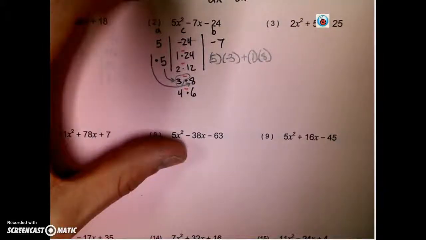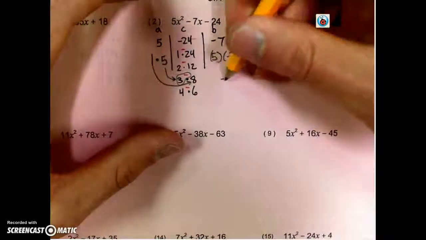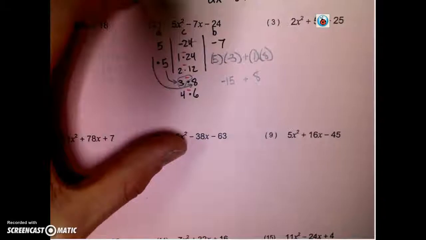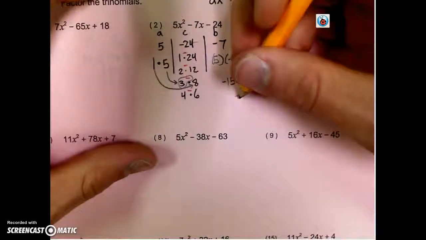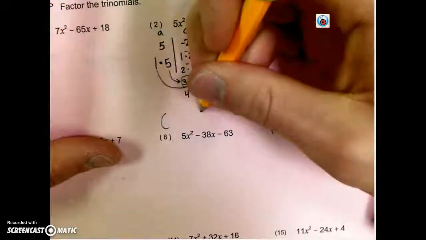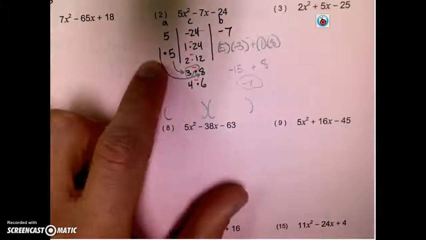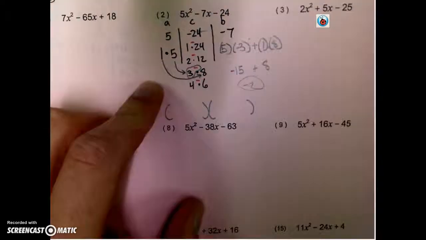Look what happens with this specific combination. 5 times the negative 3 gives me a negative 15. 1 times the 8 gives me a positive 8. Negative 15 plus an 8 does take me to our negative 7. So that means I found our correct factors. Now here's how we get it set up. Right, so these terms tell us about our a, so I know I'm going to need a 1x and a 5x.